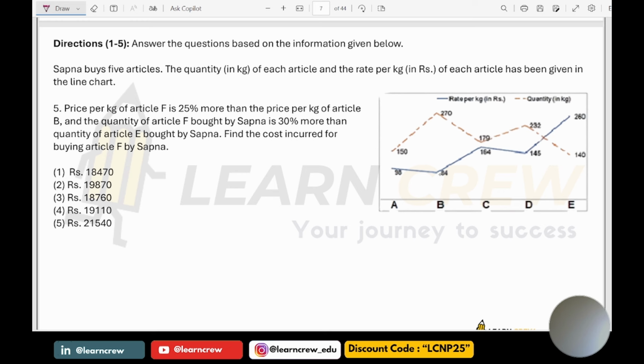Next, price per kg of article F is 25% more than price per kg of article B. Price per kg of article B is given here as 84. It is increased by 25%, that is by 1/4. So for F it is 105. And the quantity of article F bought by Sapna is 30% more than article E. 30% more means on this, 30% is 42, thereby it would be 182. 182 is the quantity, price is 105, thereby how much are you going to get?